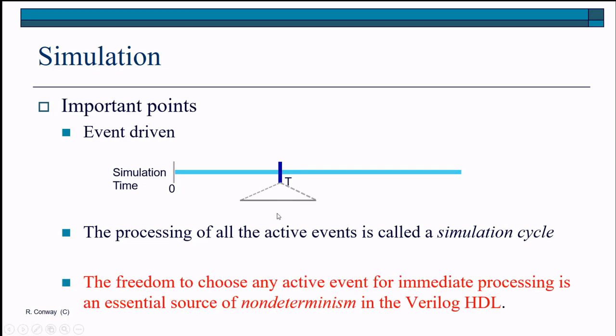There is one issue that we have to deal with, and that is the freedom with respect to the order in which the simulator selects events from the active event queue. And this is referred to as non-determinism in the simulator. We need to look in more detail at this aspect of the simulation to see if it is a problem.